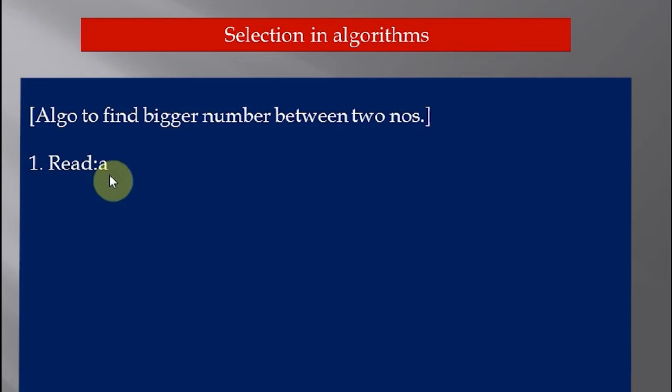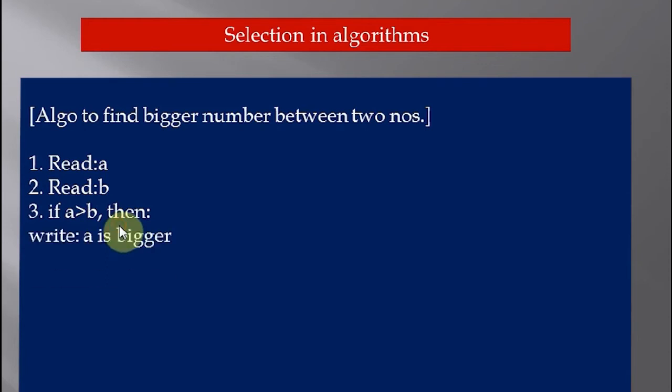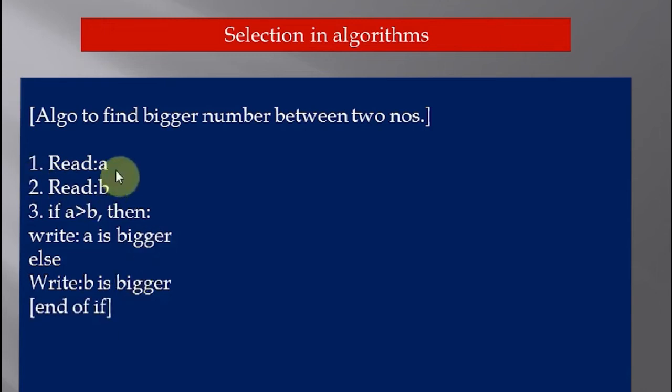If I may draw a parallel with C language, you remember that you used scanf to read the values from the user. It is equivalent to that in algorithms. Read colon A means we are getting the value of A from the user. Read colon B, this is the second value. If A greater than B, then write A is bigger, else write colon B is bigger. That's it. The rest of the algorithm is just like the previous one. The only difference is that instead of giving fixed values to the variables, we are reading the values from the user. Okay, so this is the end of the algorithm.